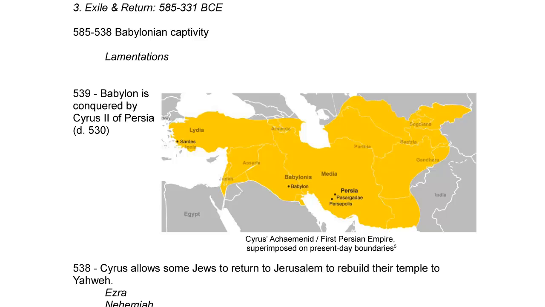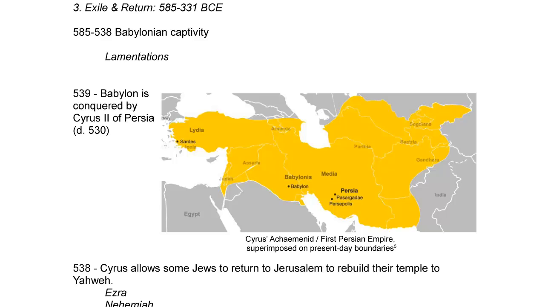That's when the residents of Judah, most of them, were living as second-class citizens in Babylon. But in the year 539, Babylon is conquered by Cyrus II of Persia. And in 538, Cyrus allows some Jews to return to Jerusalem to rebuild their temple to Yahweh. This is covered in the books of Ezra and Nehemiah. Evidently, this emperor believed that their God, Yahweh, was a real God and perhaps an important one, and so as to get the favor of this God, he decides to be nice to his people.